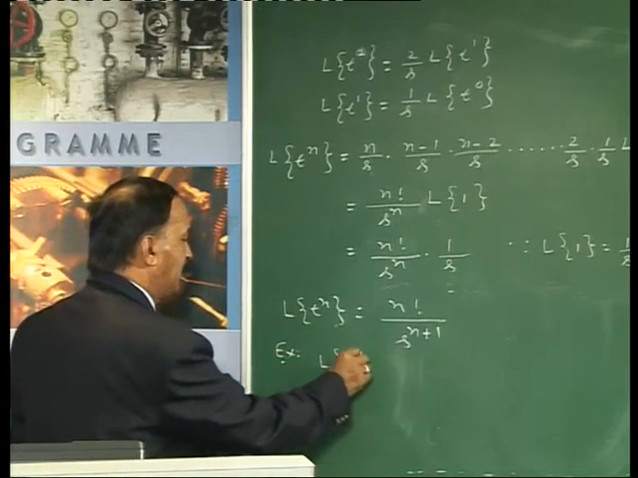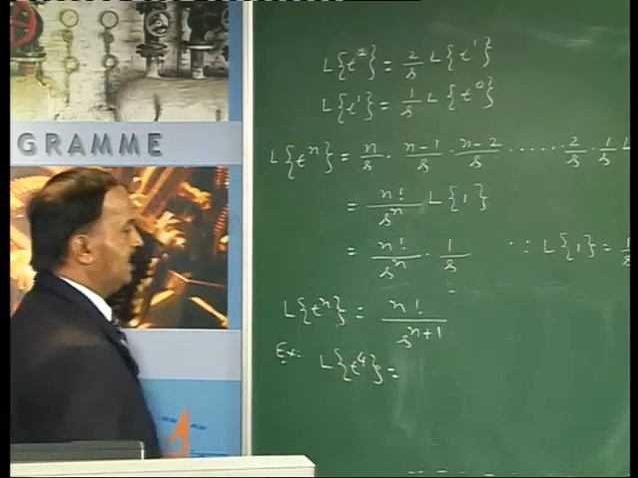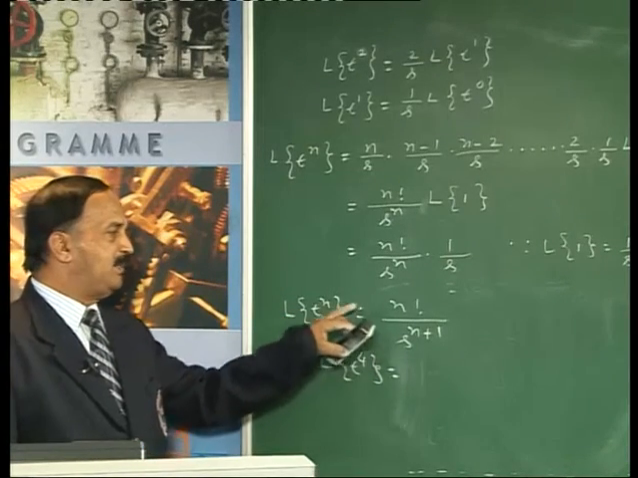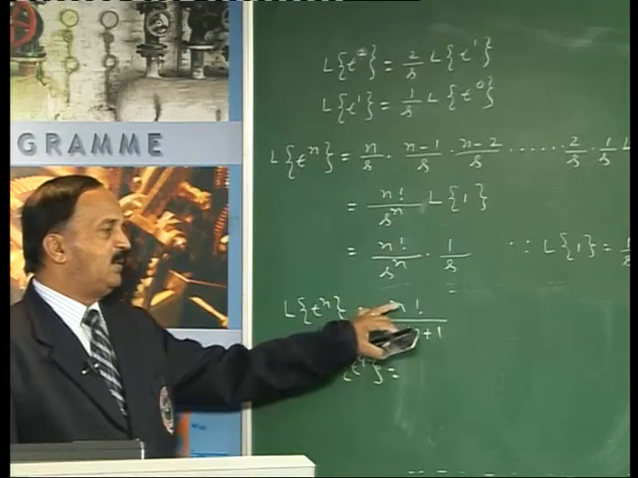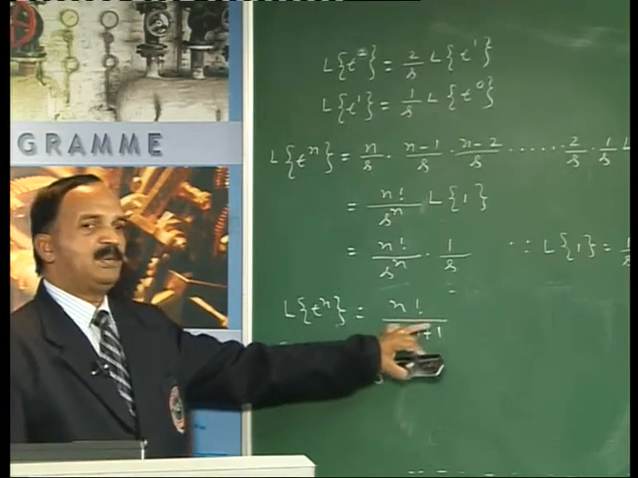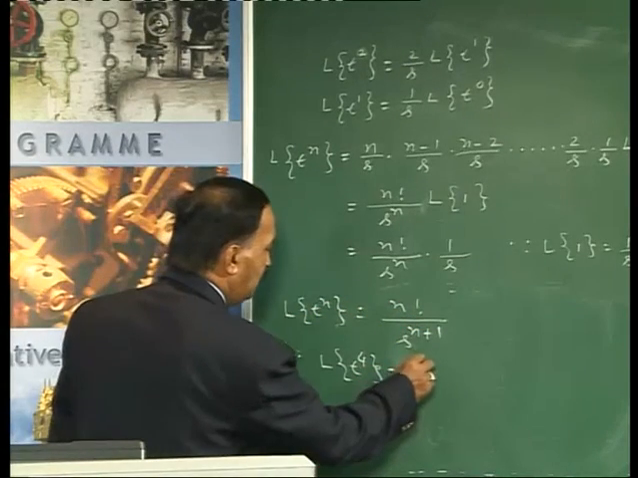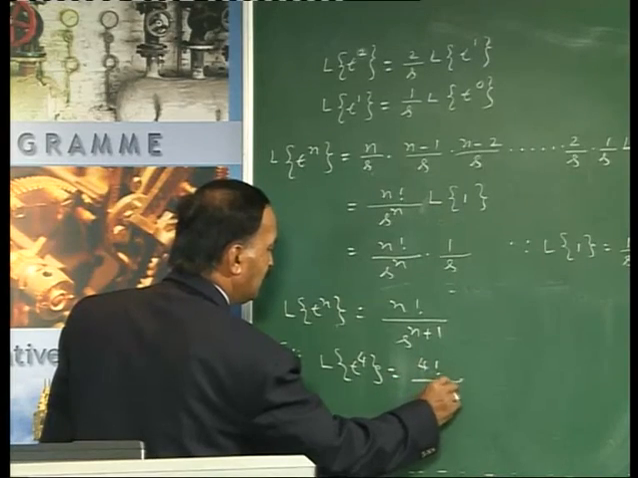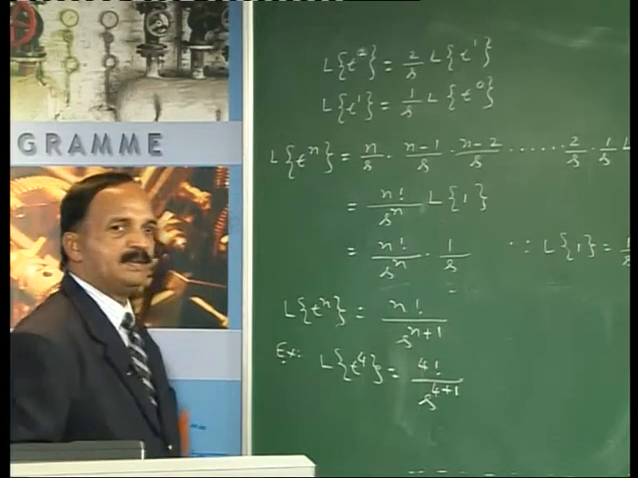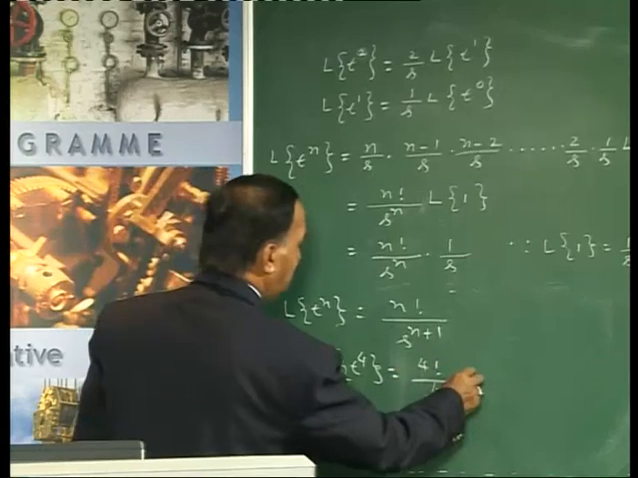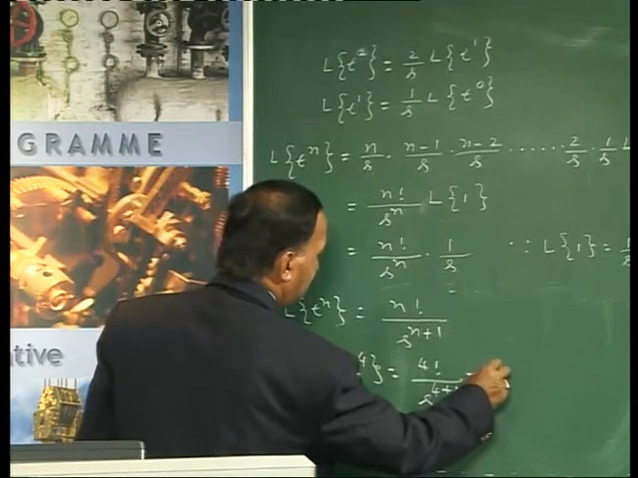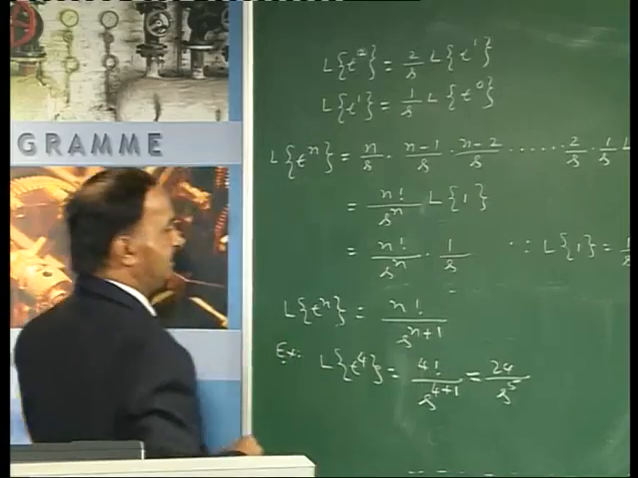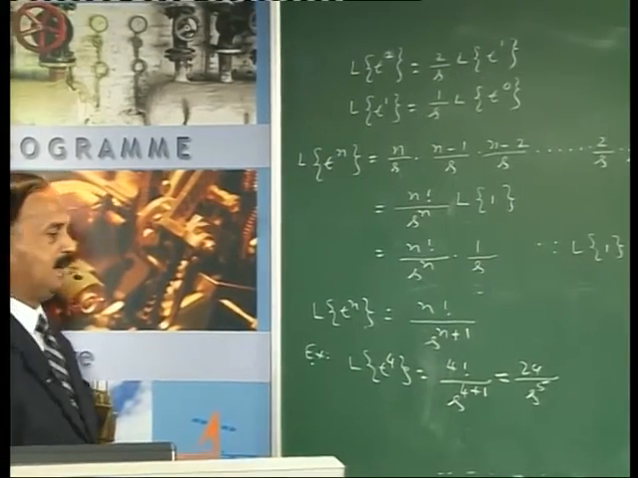L of t to the power of 4. 4 is an integer. So put n is equal to 4. You will get 4 factorial by s to the power of 4 plus 1. This is the answer. Or you can write 4 factorial is equal to 24 by s to the power of 5. This is the answer.